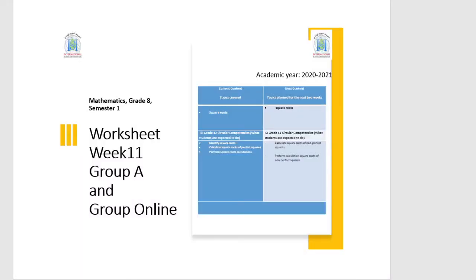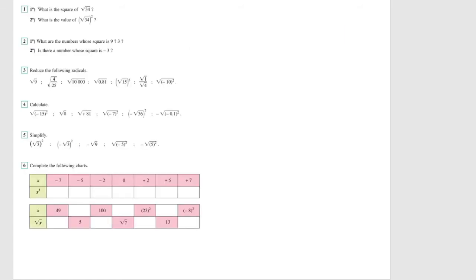In this video we are going to continue how to solve the worksheet on square roots, on the same lesson. This is the last worksheet on square roots. Later on next week, we will have new lessons. Okay, so let's start solving the worksheet directly. This was the worksheet for group A and online, but of course group B, you may also check the worksheet solutions and watch the video.